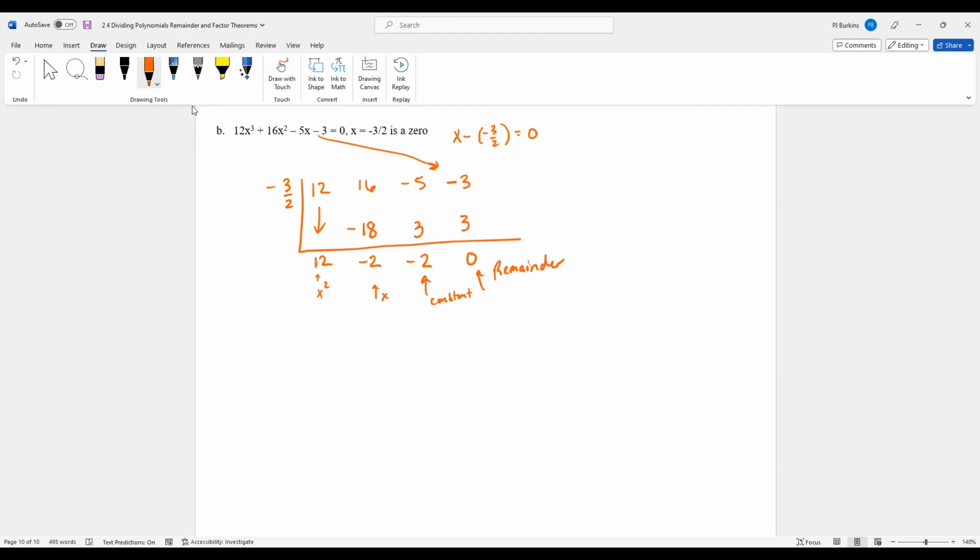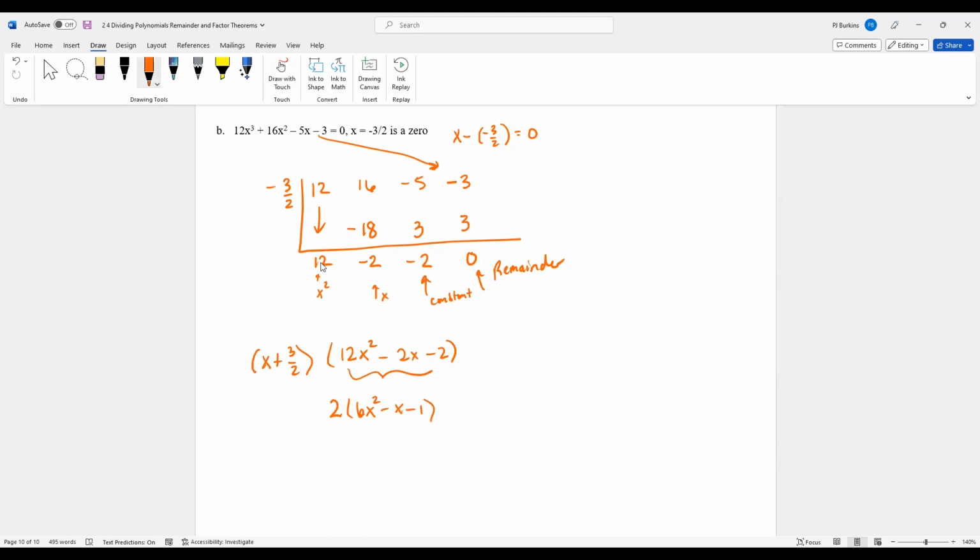So our factors are currently x plus 3/2, right? Because it was minus a negative. Then we have 12x squared minus 2x minus 2. I'm going to do a couple things here. I noticed that everything in here has a 2 in common, so I'm going to factor that out. So I have 2 times 6x squared minus x minus 1.